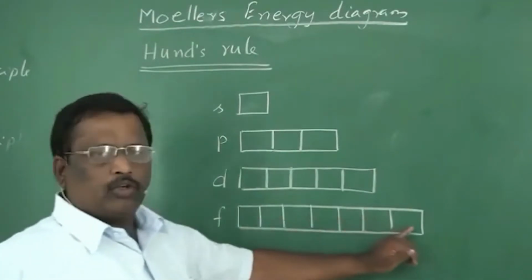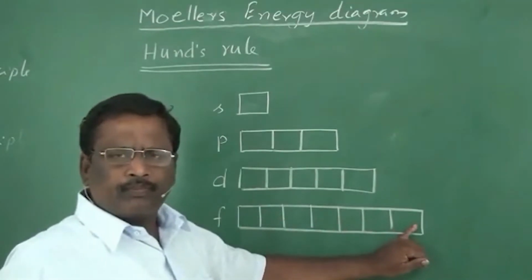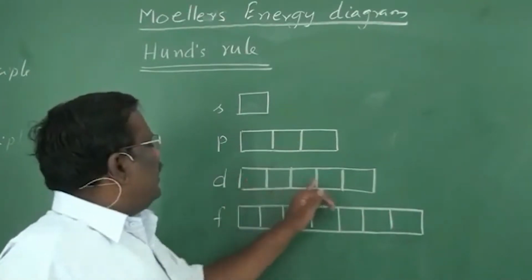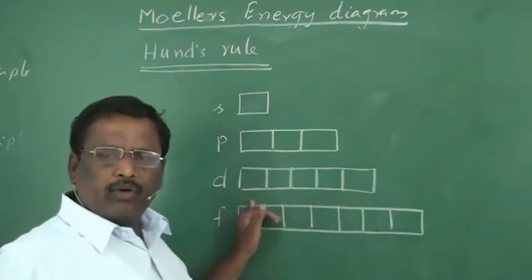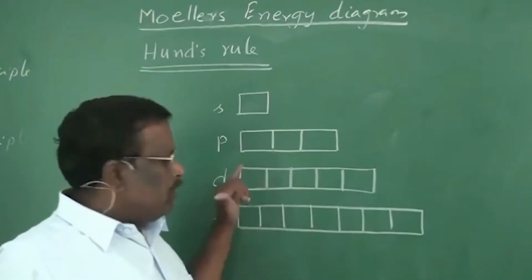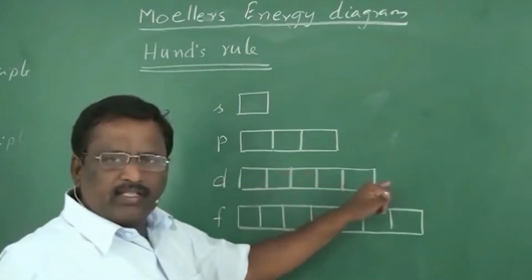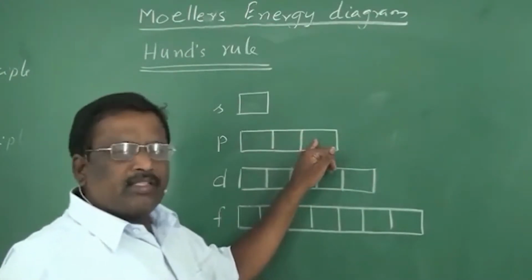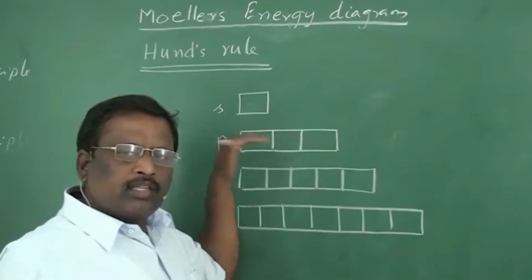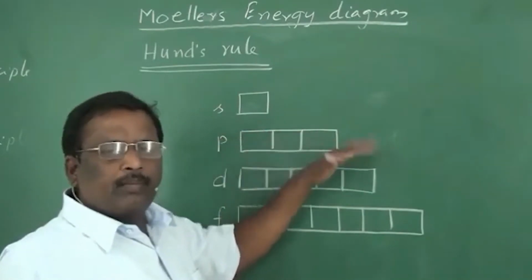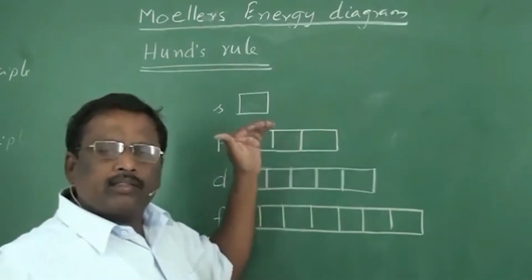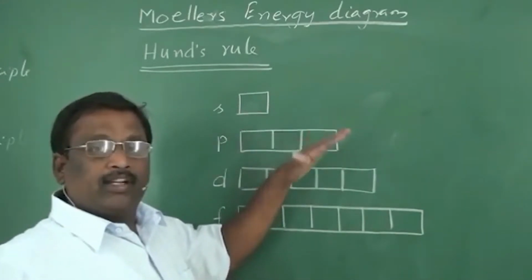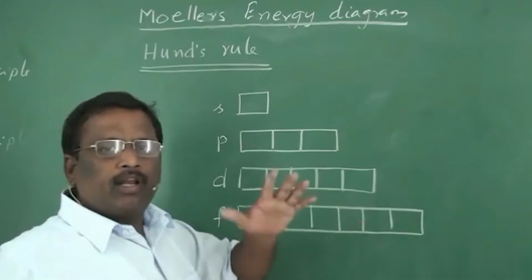All 7 f orbitals, whether it is 4f or 5f, will have the same energy. All 5 d orbitals, whether 3d, 4d, 5d and so on, have the same energy. All p orbitals will have the same energy. That means all 3 of the 2p orbitals, all 3 of the 3p orbitals, all 3 of the 4p orbitals. It doesn't mean that 2p and 3p will have the same energy.